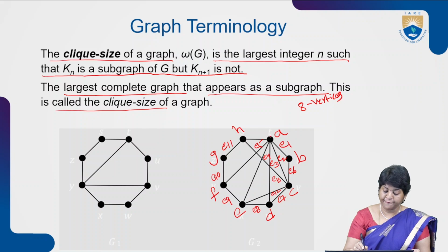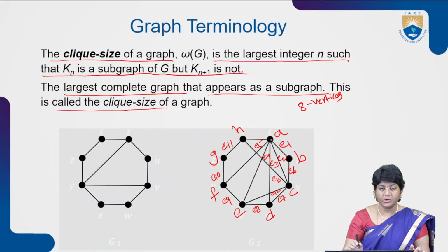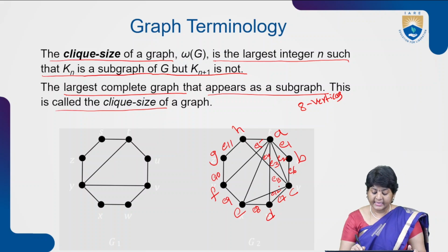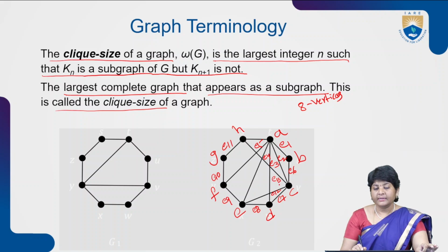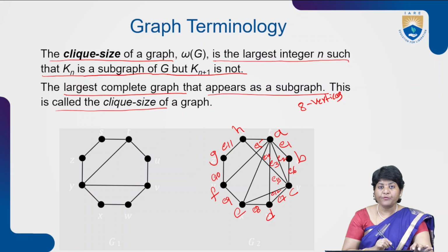For F, F to A is done, F to G is done, F to E is done, G to H is done, G to F is done, and H to A is also done. So totally 13 edges are there. Now my concern is I need to find out the clique in this graph.